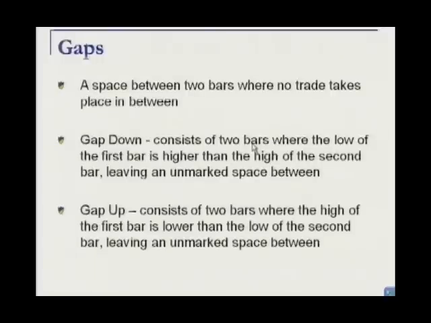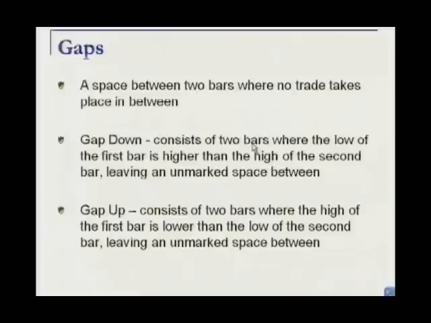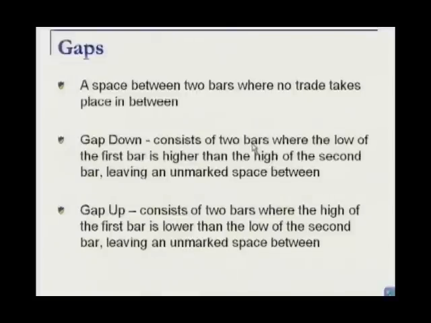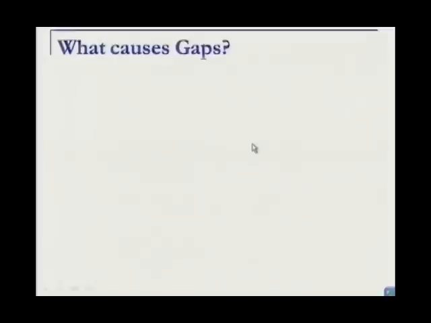between a chart's price bars where no trading takes place. A gap down can consist of a number of bars where the low of the first bar is higher than the high of the second. It basically leaves an unmarked space in between, and the gap up is obviously the flip side of that. Now, what causes it?